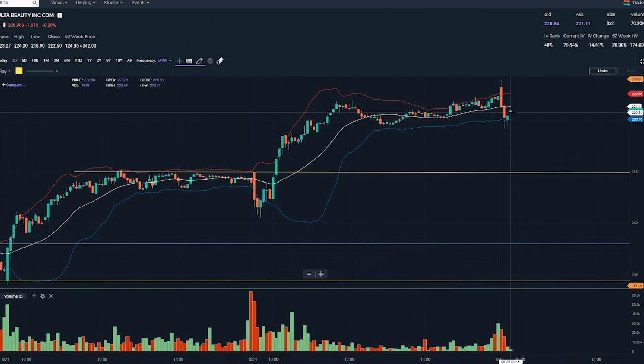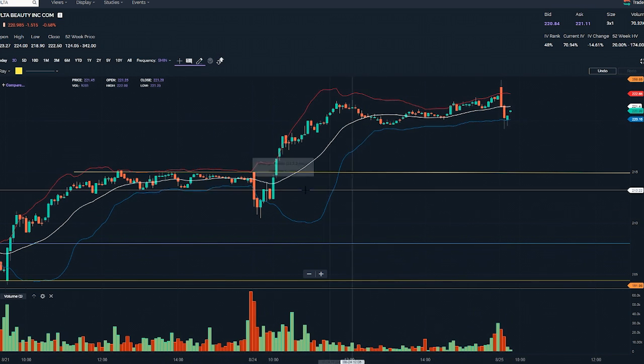This is not really enough. So I'm just going to watch and see how price plays out for the rest of the morning, and look for the best entry that I can get. Anyways, hope that's helpful. Just laying out how I sort of search for options trades. That was Ulta.